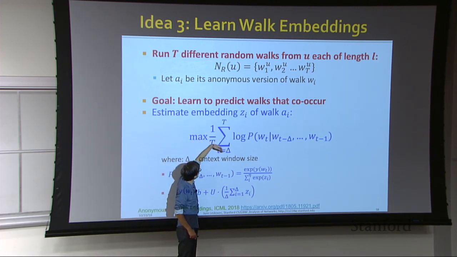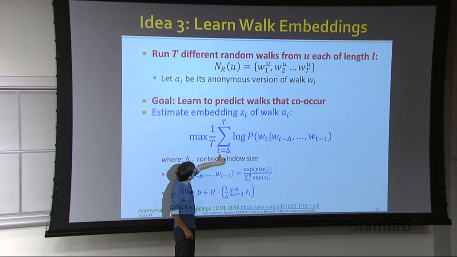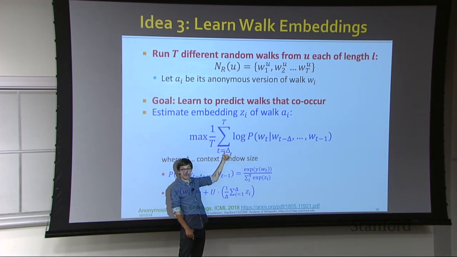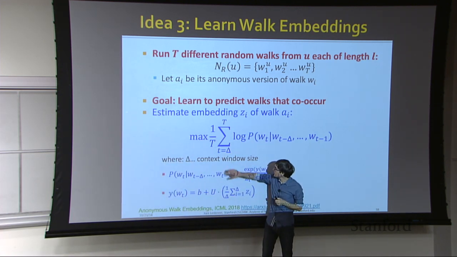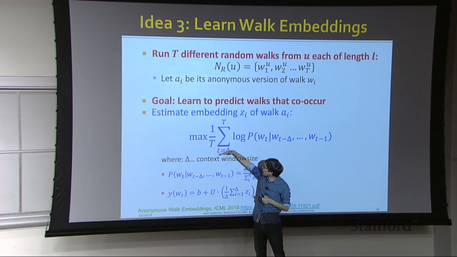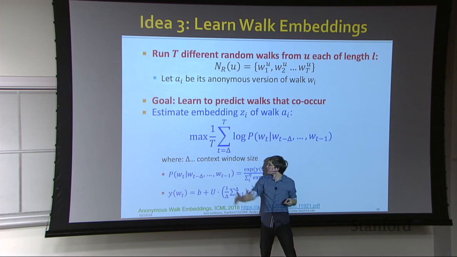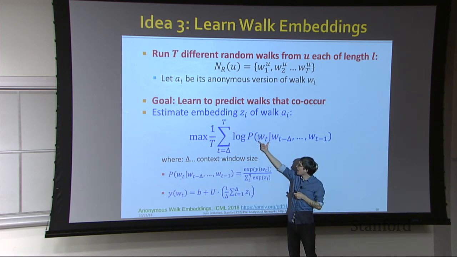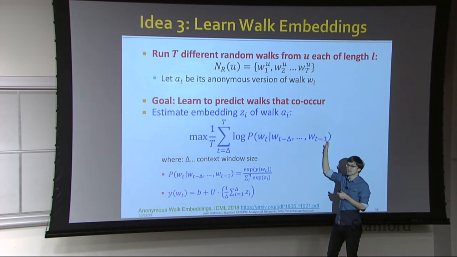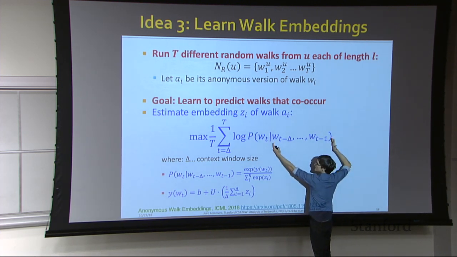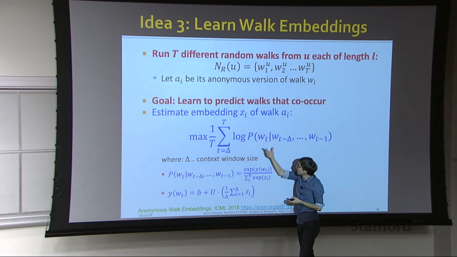I have a summation over, basically, one more parameter, capital delta, that gives me my context window size. And then what I'm doing is I have this sliding window of size delta over the capital T random walks I created, and I want to predict the next random walk given the walks I have seen in the past. So this is my context window size, capital delta, and given the previous ones, I want to predict the next one.